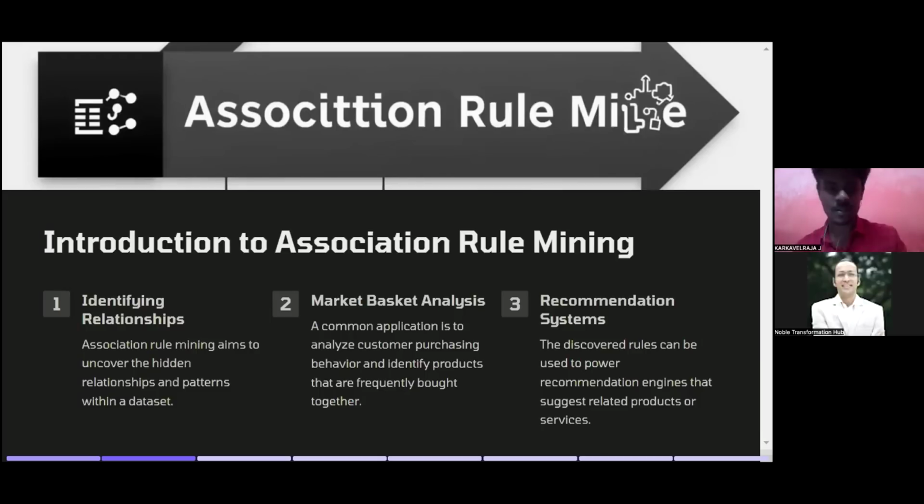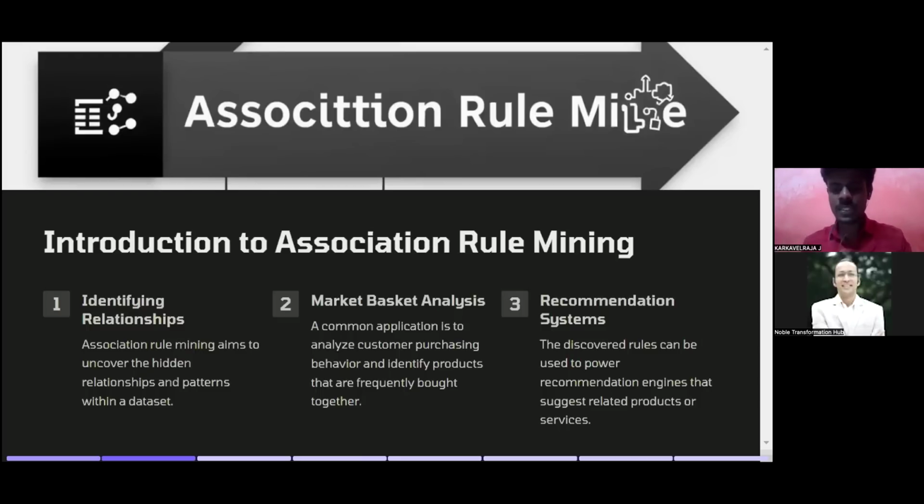Then market basket analysis. A common application is to analyze customer purchasing behavior and identify patterns of products that are frequently bought together. If I buy milk, I buy biscuit. If I buy bread, I buy jam. This kind of association we can easily relate to. Sir also mentioned multiple times that whenever there is association rule, think of market basket analysis as a classic problem. Then recommendation system.